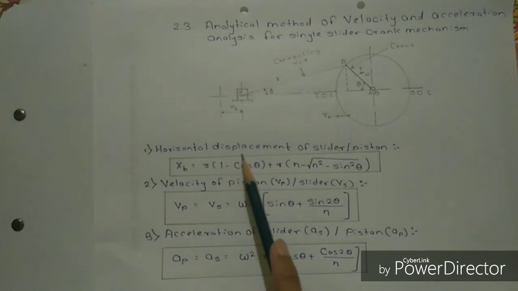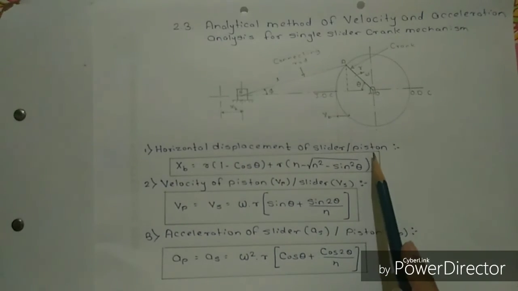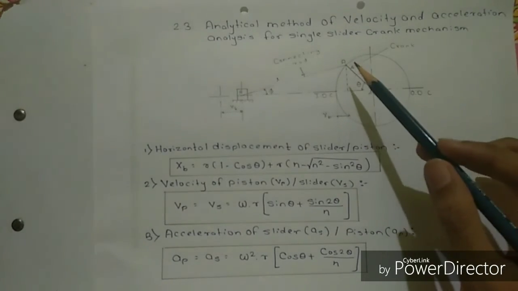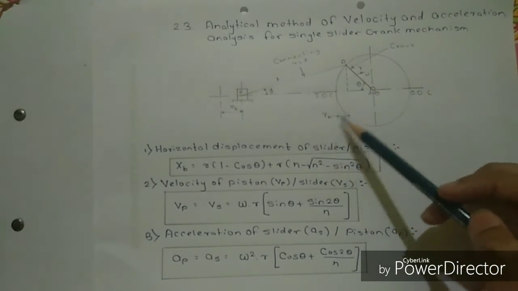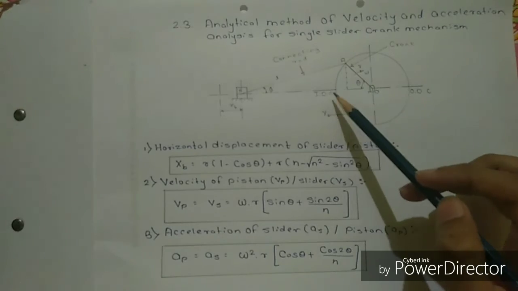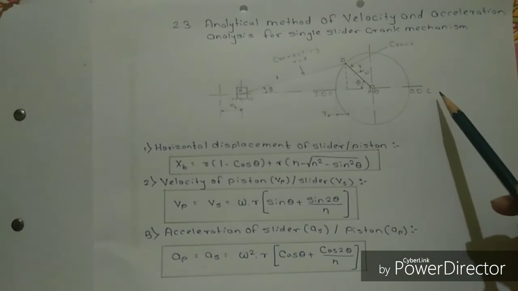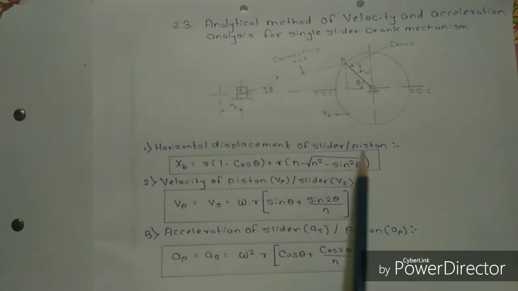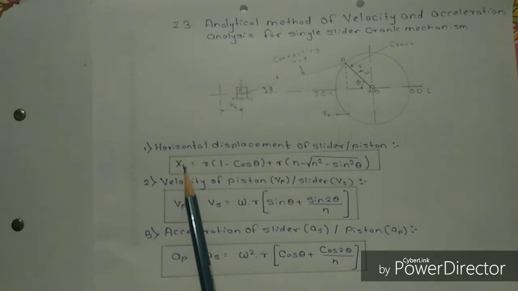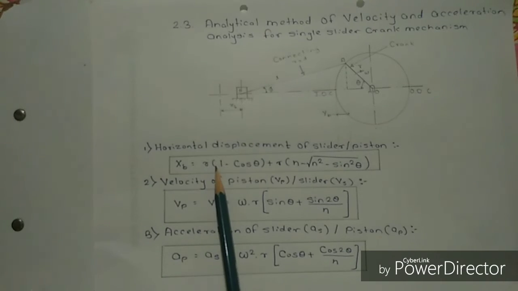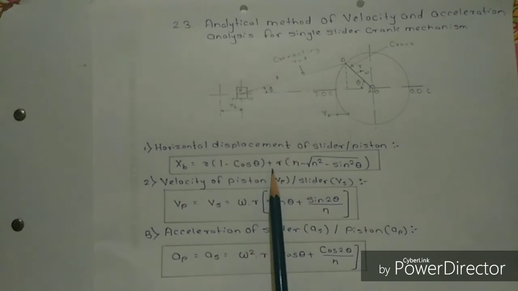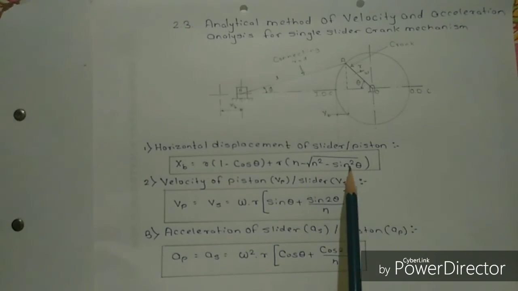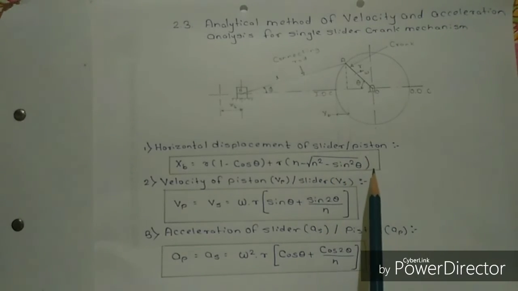First, horizontal displacement of slider or piston. When the crank OA turns an angle theta from IDC towards the ODC, the displacement of the slider or piston can be given as XB = R(1 - cos theta) + R(n - sqrt(n² - sin² theta)).